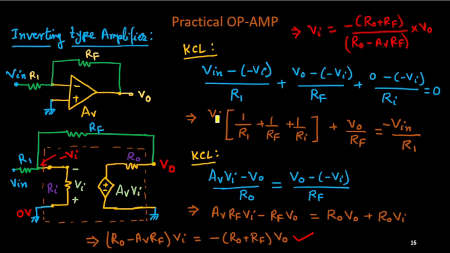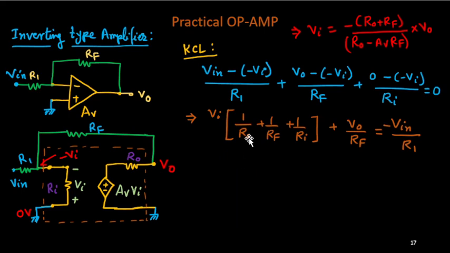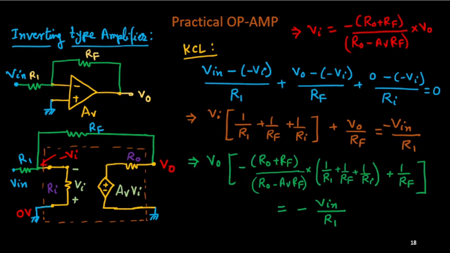So this Vi I can replace here. Then we can take V0 common and take the ratio V0 upon Vin. It is that straightforward. So now let us do these things. We will replace this Vi here. You can see that this Vi is replaced here, so I will be getting V0. This V0 and this V0 will be taken common. So from this one, this is the multiplication factor: minus R0 plus Rf upon R0 minus AV into Rf. This factor is multiplied with this one.